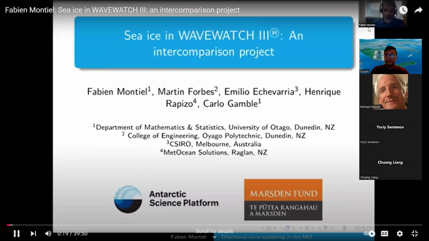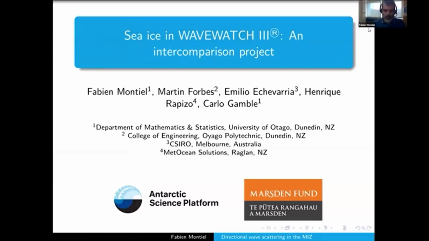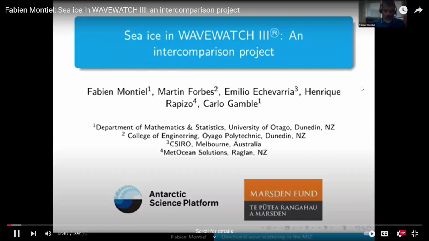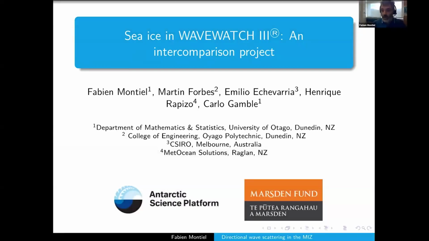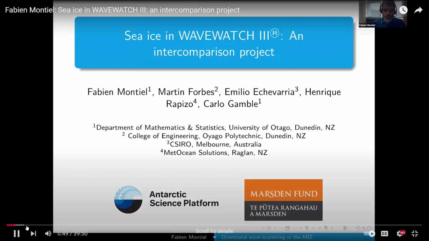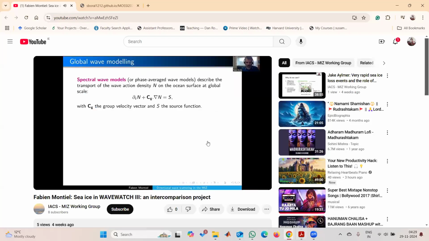In WaveWatch, mainly for operational purpose. Now Emilio has moved to Australia, is in CSIRO, and I've also worked on that with Martin and Carlo. And basically, what we really wanted to do is look at all the different ways that WaveWatch has parameterized ice-induced wave damping, and see if some of these parameterizations emerge as performing better than others.